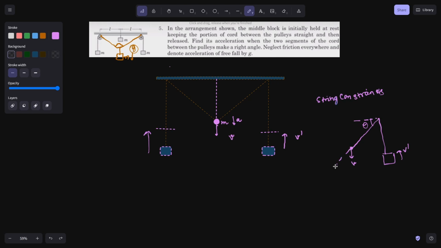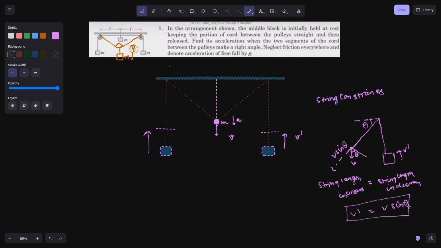Then we already know that the change in length would be v sine theta, as this is also theta. While writing the equation, the string length increase should be equal to the string length decrease. So basically v dash would be equal to v sine theta. From here we get an equation in terms of v and v dash.